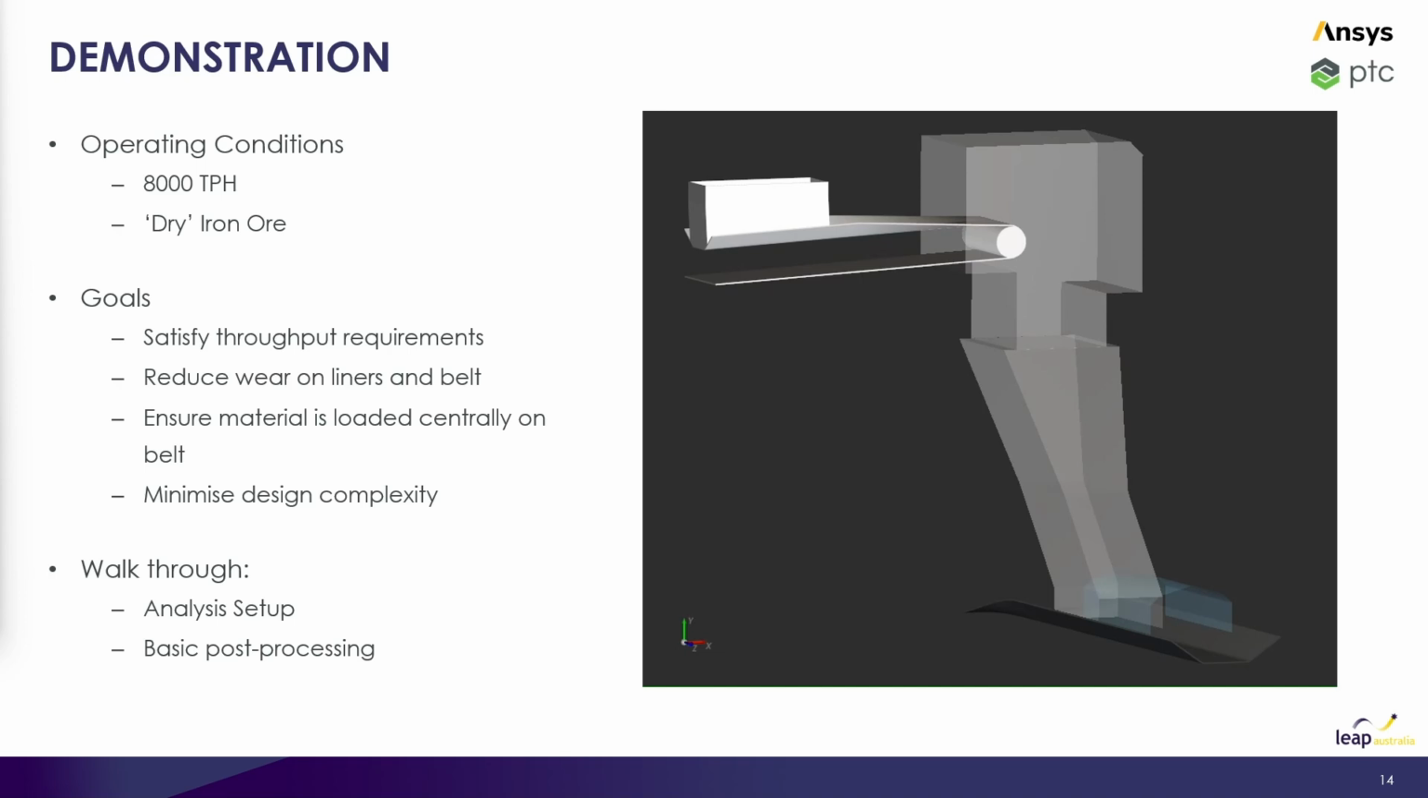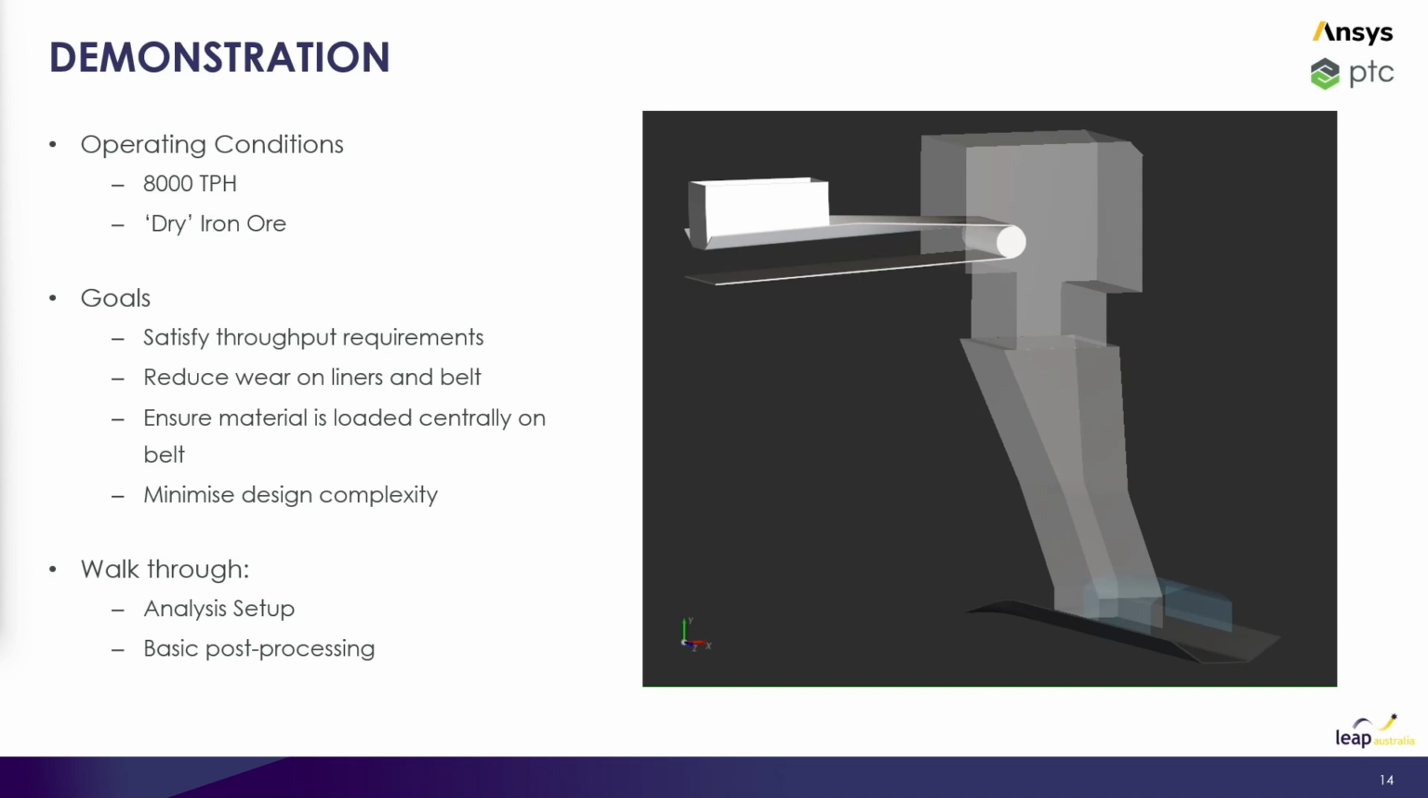So let's take this hypothetical example. I've got 8,000 tons per hour of material. Let's say this is iron ore feeding into the transfer chute system. It's dry iron ore, so the moisture content is sufficiently low that we can essentially ignore any sort of cohesive behavior that isn't driven via mechanical interlocking.